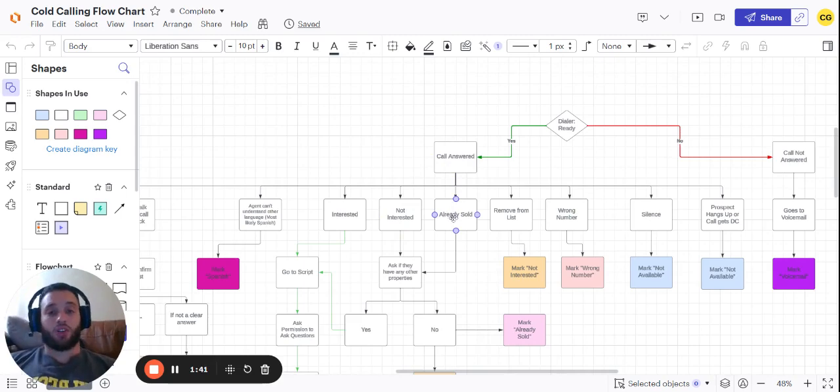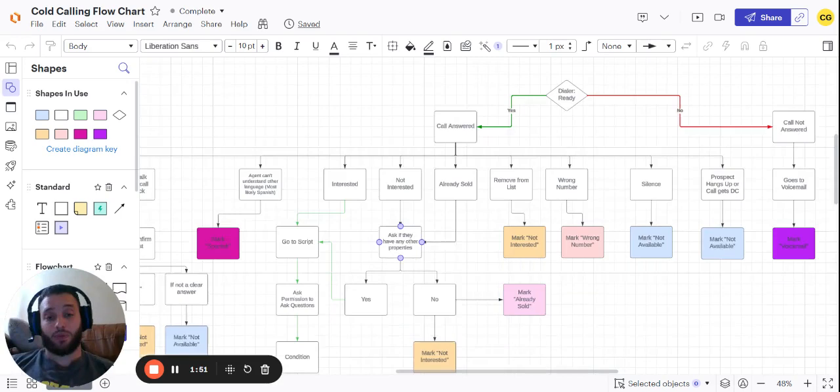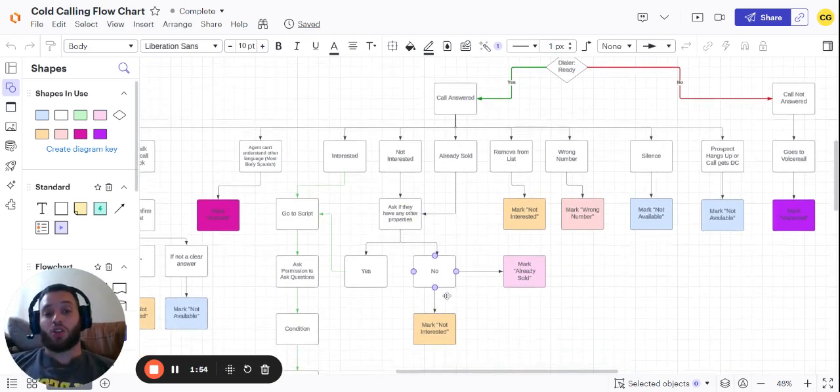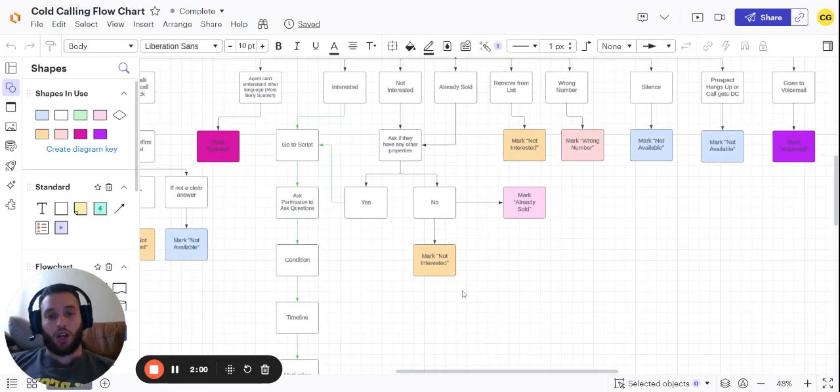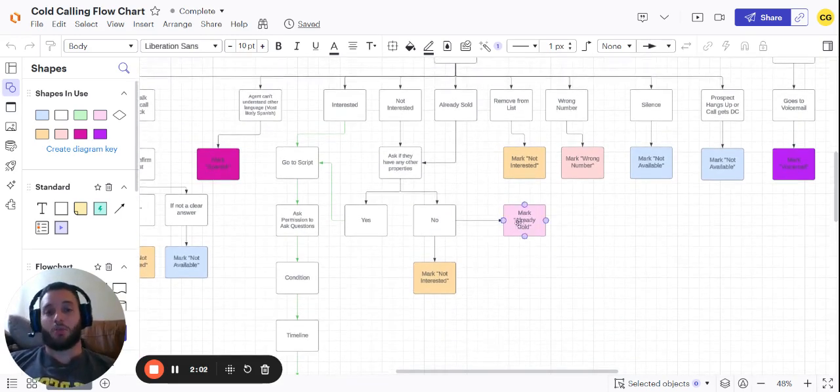Call answered, they say we already sold the house. Then you'd be like, oh, okay. Would you happen to have any other properties or maybe even some land that you might consider selling? Let's say they say no. You go ahead and mark those as already sold. This right here kind of confused me, but yeah, you go ahead and mark those as already sold.